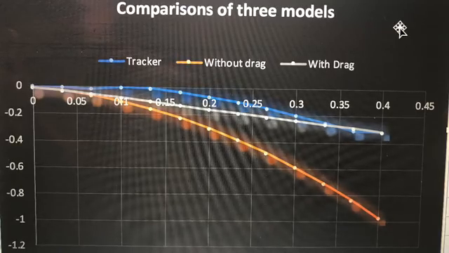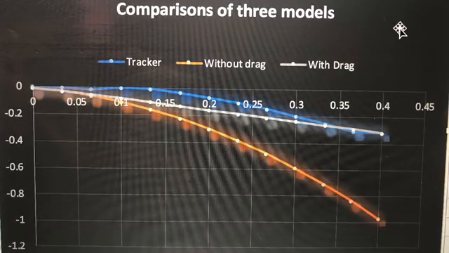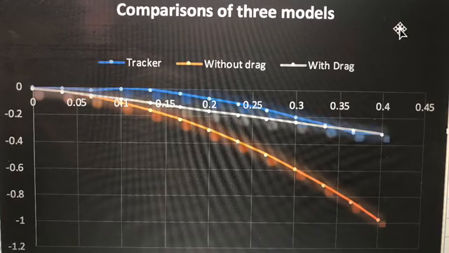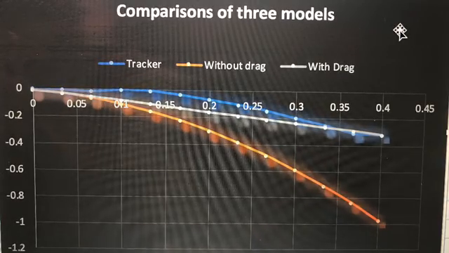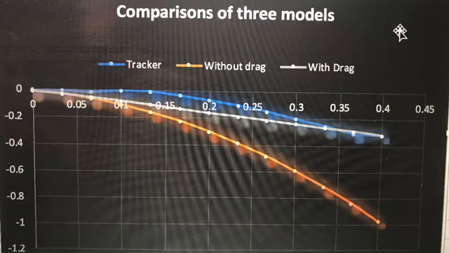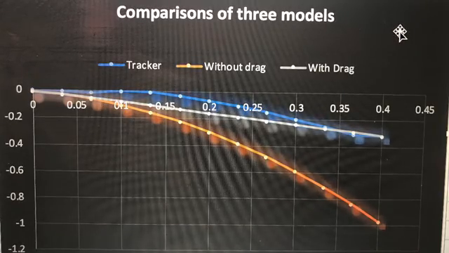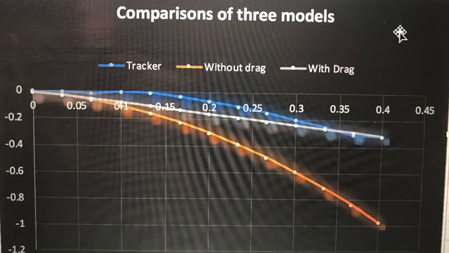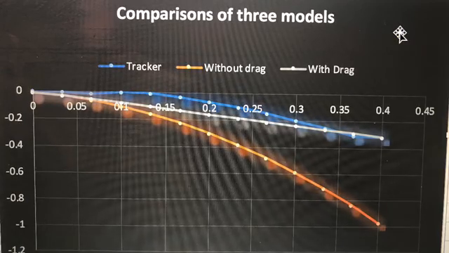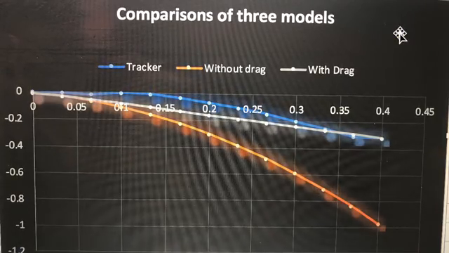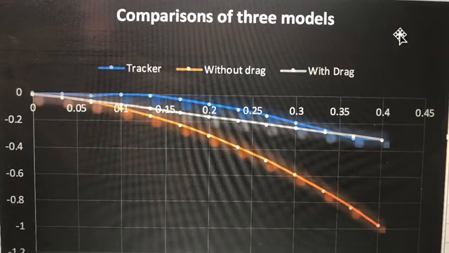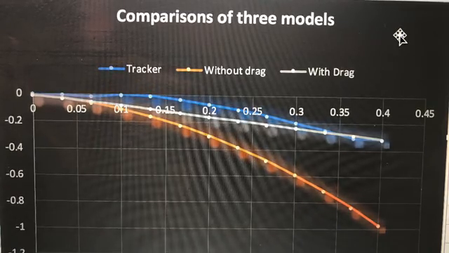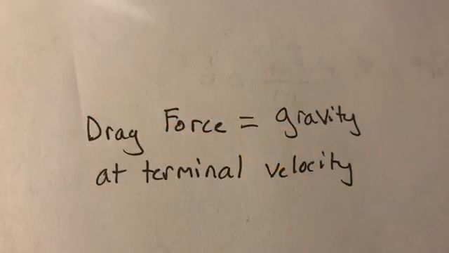We can see right away that the model without drag differs greatly from both the tracker software points and the model with drag. This shows us that not accounting for the force of drag can lead to a seriously inaccurate estimate of the final position of the object. The model that accounts for the force of drag, however, is much closer to the correct points obtained from our observed data. This shows us that accounting for the force of drag can lead to more accurate results.